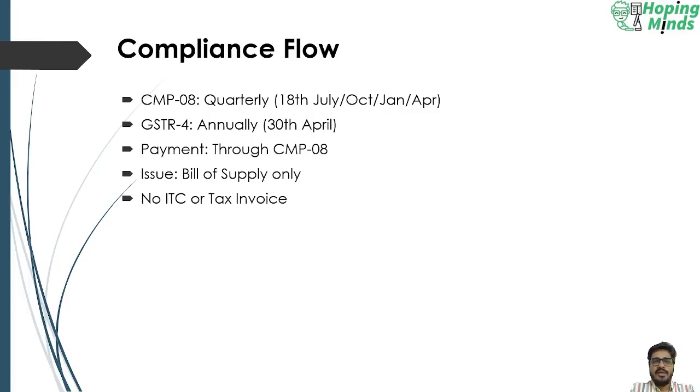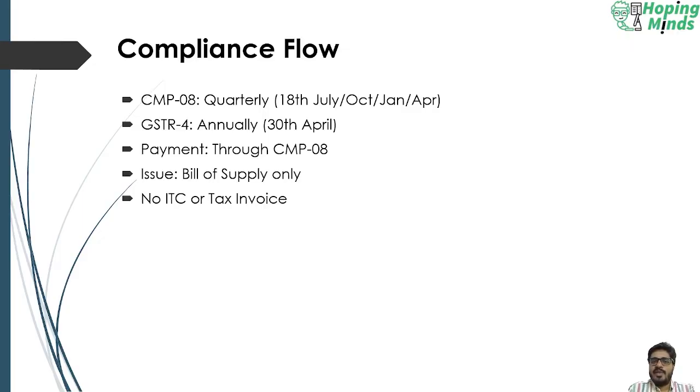So moving ahead, compliance flow. CMP-08 quarterly, we have to file the CMP-08 by 18th July, October, January and April. Then GSTR-4 annually, 30th April was the due date up to financial year 23-24. With effect from financial year 24-25, the due date has been revised to 30th June. Then payment should be made through CMP-08 and the liability should be set off.